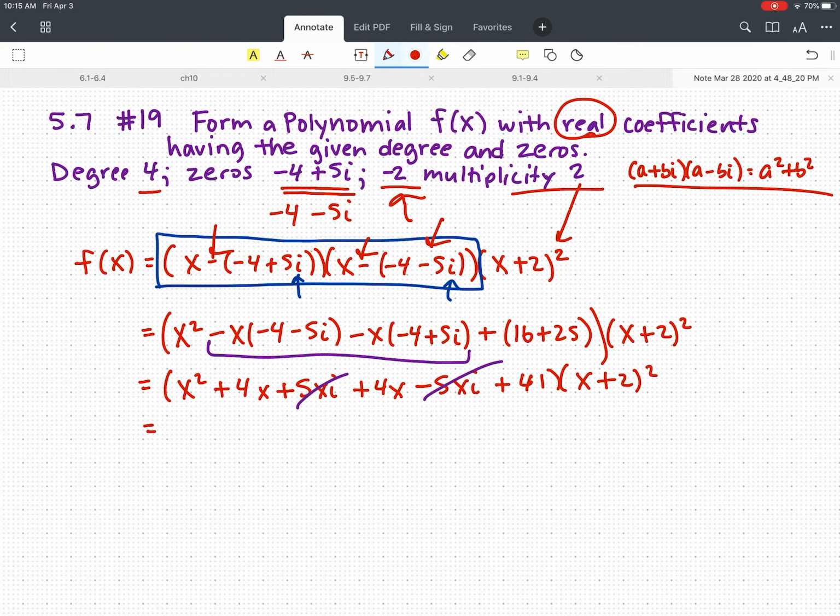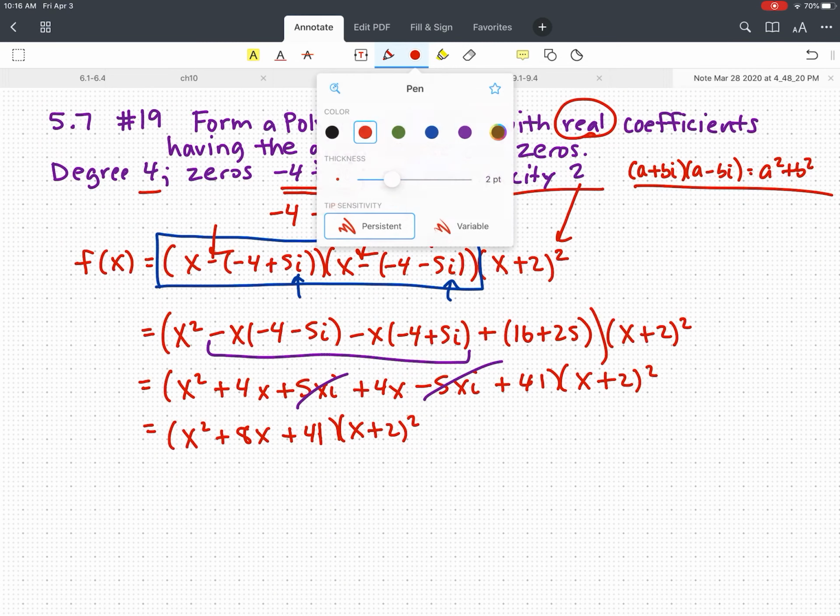That's great because we want our polynomial to only have real valued coefficients. So combining like terms, we now have x squared plus 8x plus 41. Oops, I put 4i. 41 times x plus 2 squared.